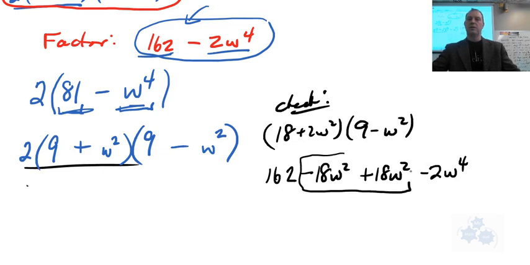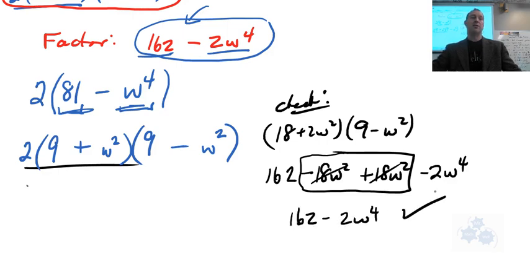These terms are like terms. Negative 18 plus 18 cancel each other out. I get 162 minus 2w to the 4th. That is the same as the original question.